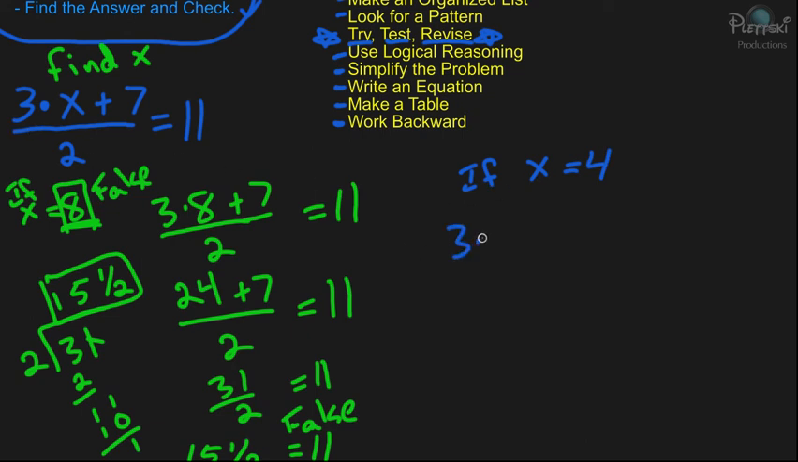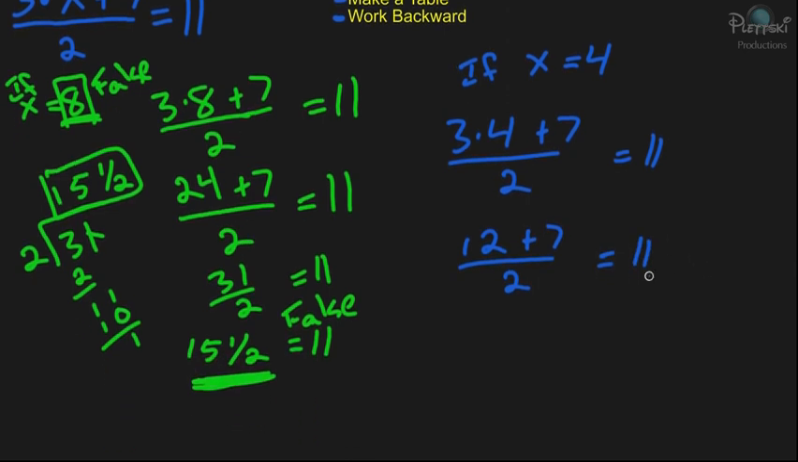So we have 3 times 4 plus 7 over 2 equals 11. Well, 3 times 4 is 12. So I rewrote it with 12. And then 12 plus 7, well, that's 19. So it becomes 19 over 2 equals 11. Okay, now we have another problem here. 19 divided by 2, well, that's not looking good. It's not looking like it's going to equal 11. But let's see what 19 divided by 2 is.